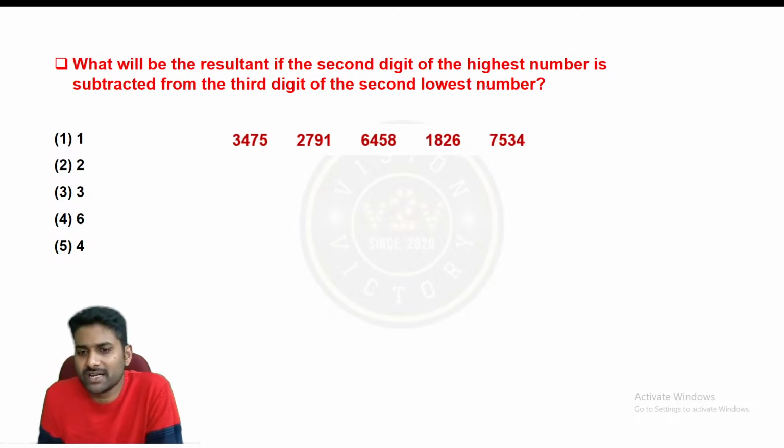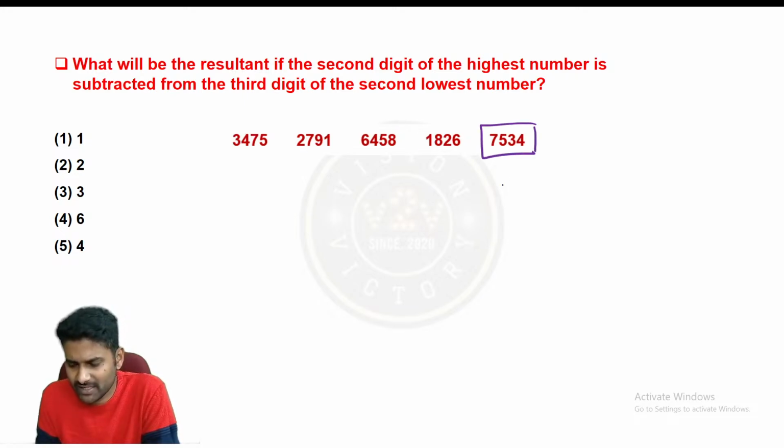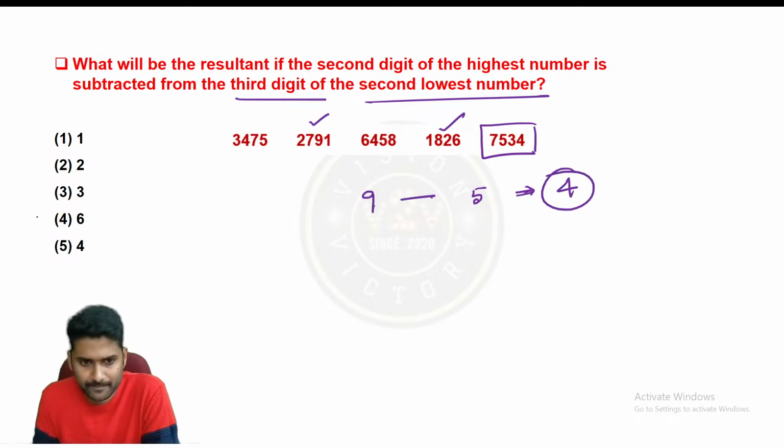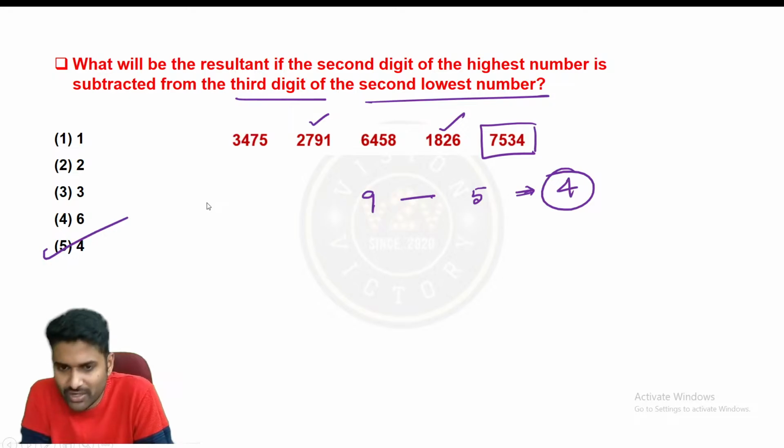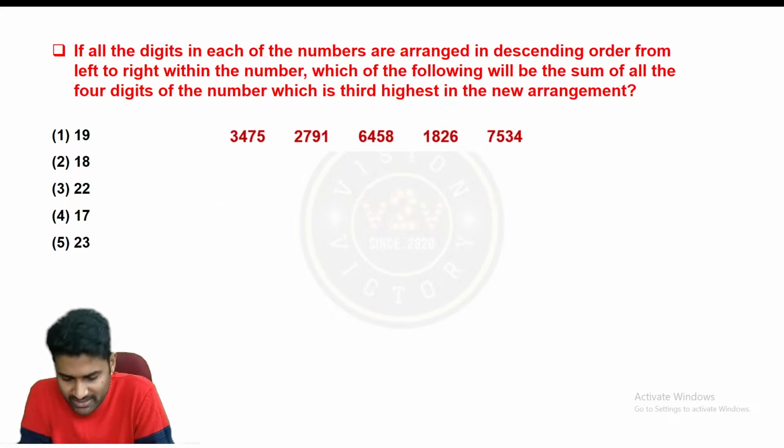What will be the resultant if the second digit of the highest number is subtracted from the third digit of the second lowest number? First, the second digit of the highest number. What is the highest number here? 7534. You have to pick the second value, which is 5. It is subtracted from the third digit of the second lowest. So this is the first lowest and this is the second lowest. You have to consider the third digit. Now the difference. It's all about your understanding. Once you understand the data, you will be able to solve this question, guys.